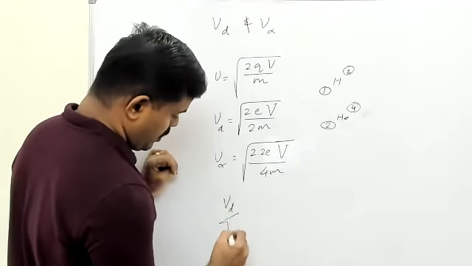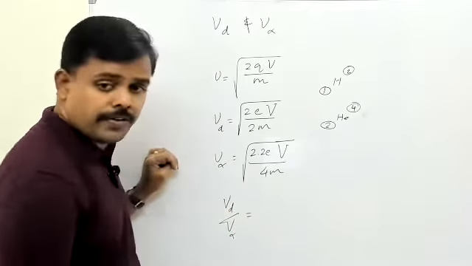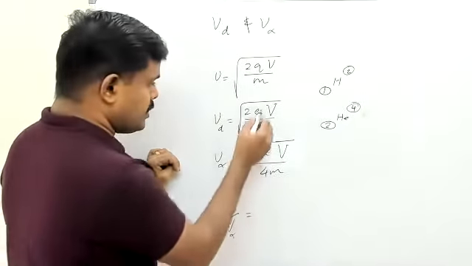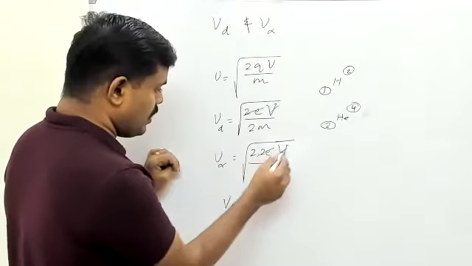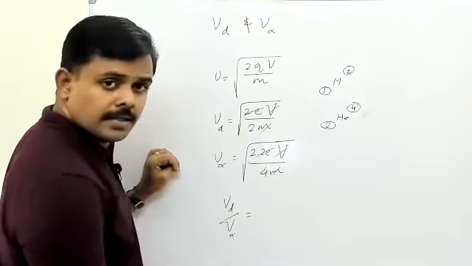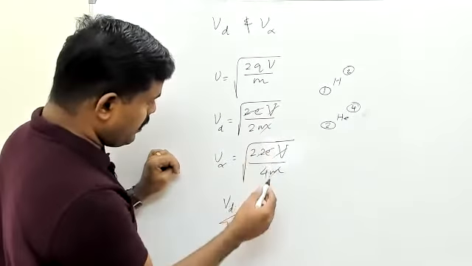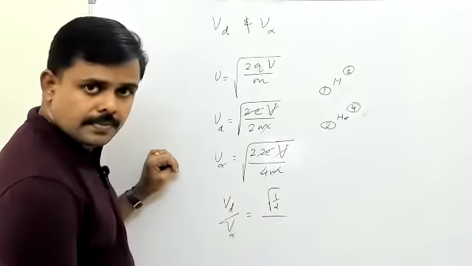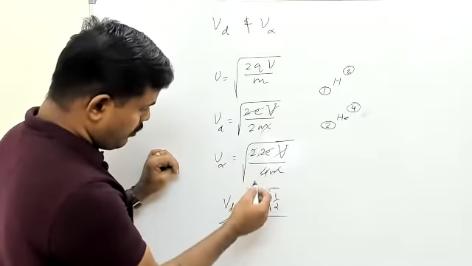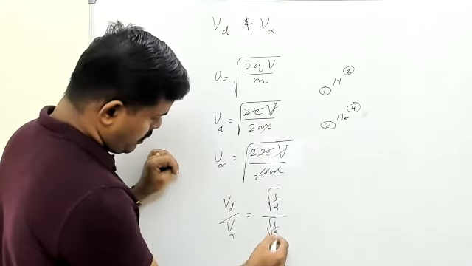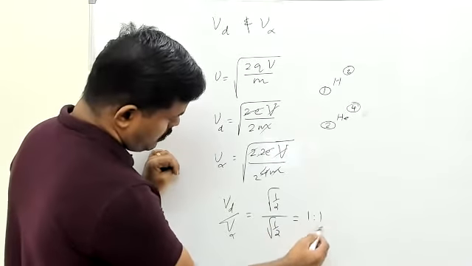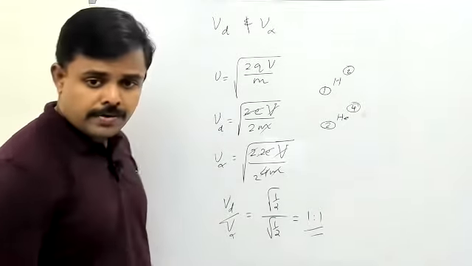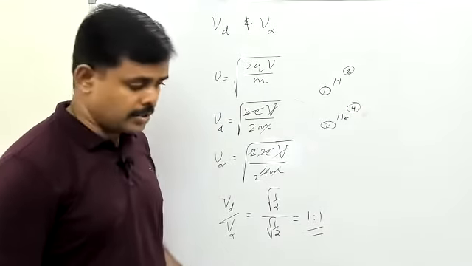So V deuteron by V alpha is equal to, you've been asked to find the ratio. Let us cut 2e here, V here, m here. So on the numerator I have root 1 by 2. On the denominator 2 and 4 are cut, this is 2. So root 1 by 2. So the ratio is 1:1. 1 by 2 is to 1 by 2 is 1 by 1. Did you understand?